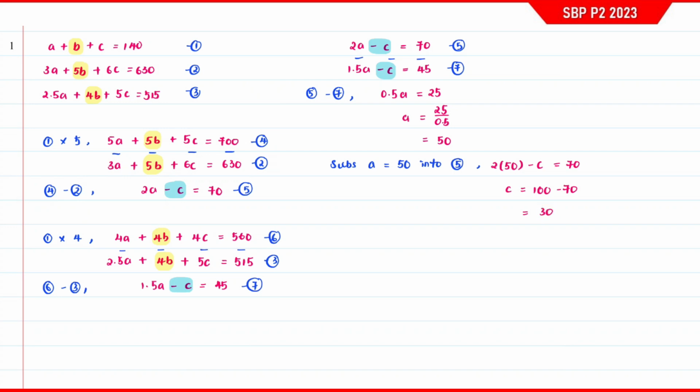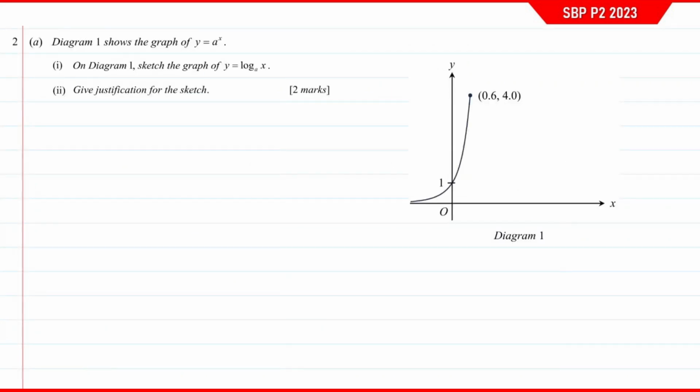Next, I'm going to substitute A equal to 50 and C equal to 30 into equation number 1 to find the value of B. So we're going to get 50 plus B plus 30 equal to 140. Then B will equal 140 minus 80... 140 minus 60, which is equal to 80.